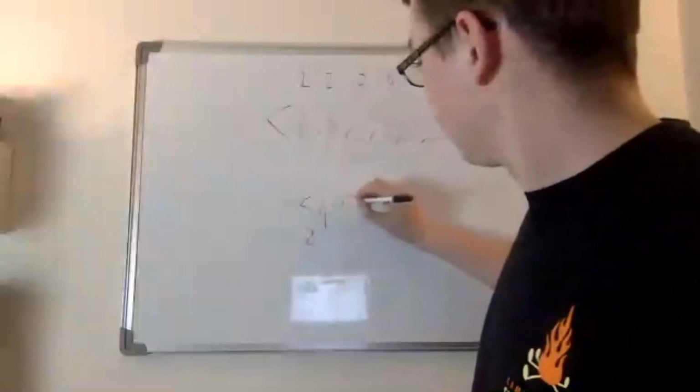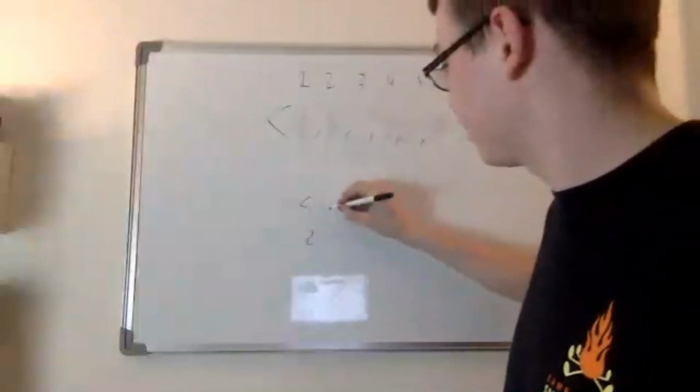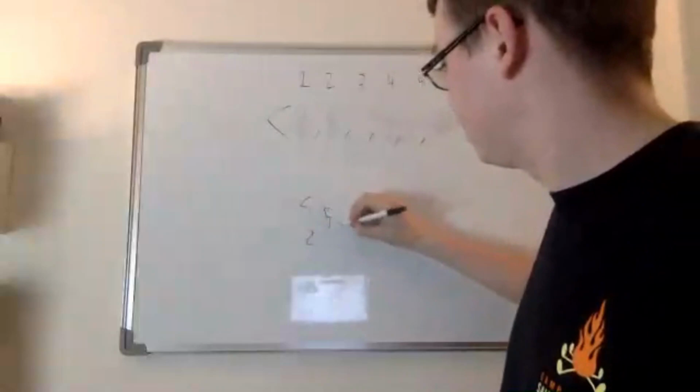Nine, 8, 5, 6, 7. Okay, yeah, 9, 8, 5, 6, 7. I'm just going to put that in ascending order: 5, 6, 7, 8, 9.